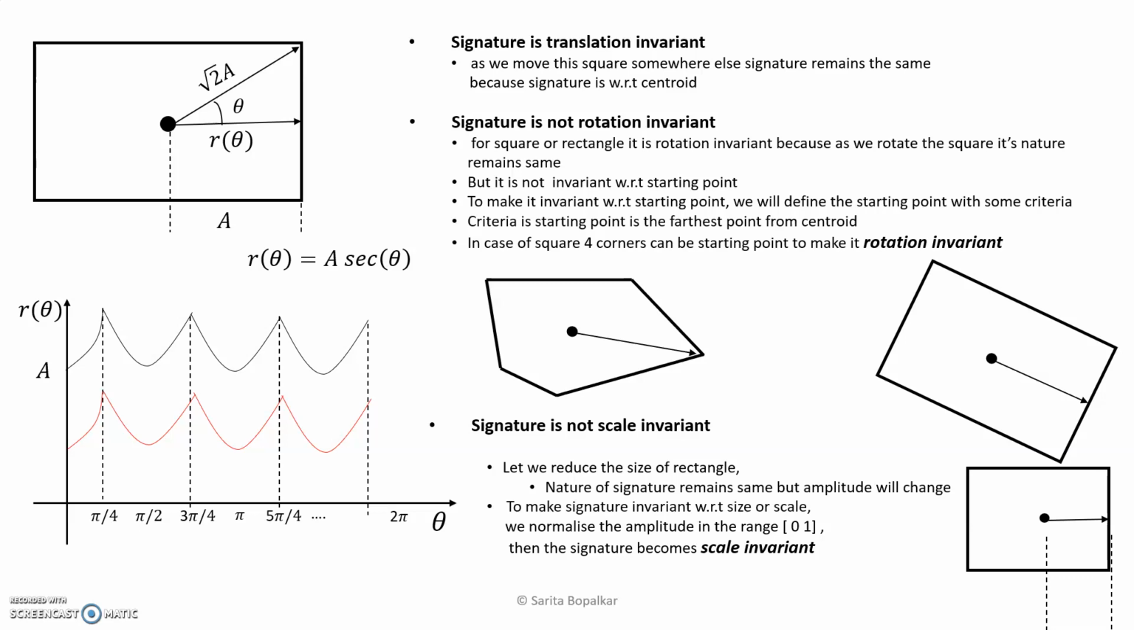So even though I rotate the object, the starting point will remain the same. Then I will make the signature scale invariant by normalizing the amplitude. So the minimum amplitude will be 0 for any scale of the object boundary and the maximum amplitude is 1. So like this, we will make the signature scale invariant.